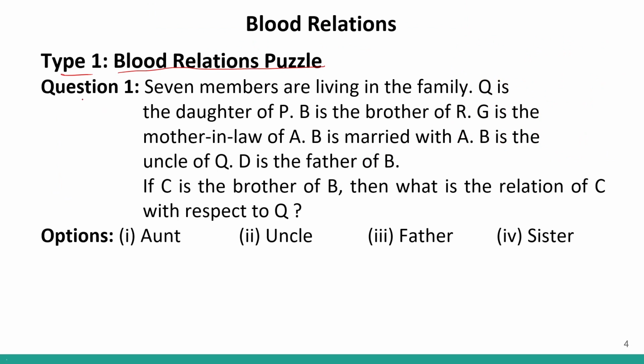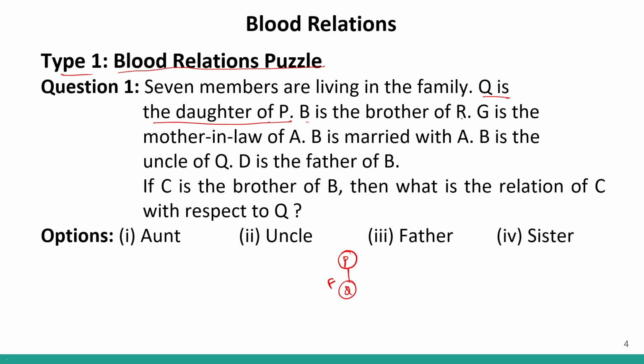Let us look at question number 1. Question number 1 says there are 7 members living in a family. Q is the daughter of P. So let us draw the chart. Q is the daughter of P. So P would be gender unknown. Q would be female because Q is the daughter of P. We do not assume the gender of P. So P is a parent of Q, but it could be the mother or the father. Okay. B is the brother of R.